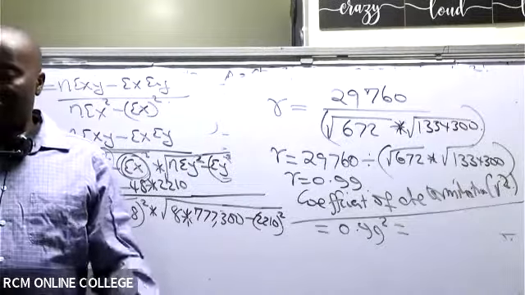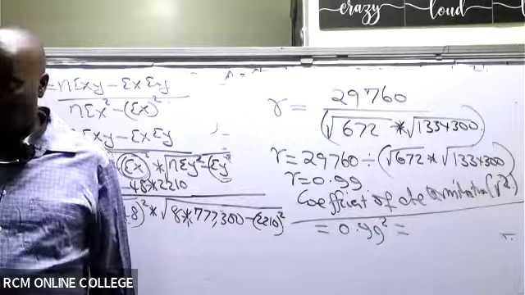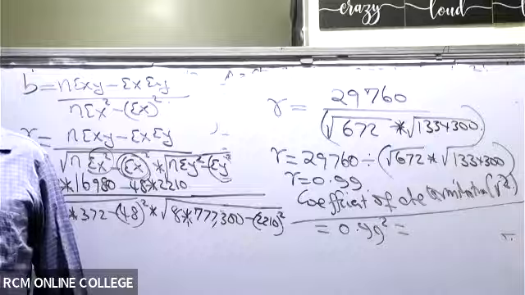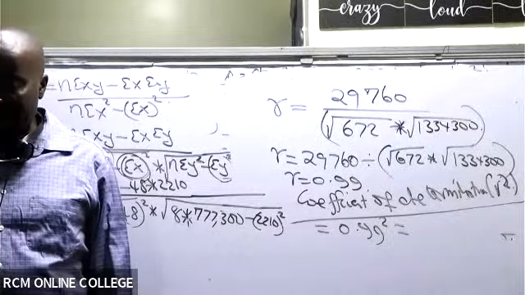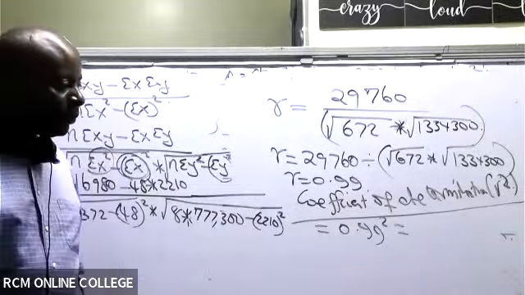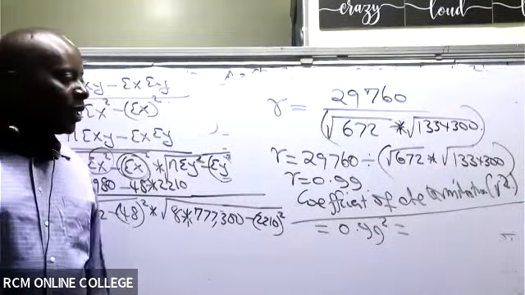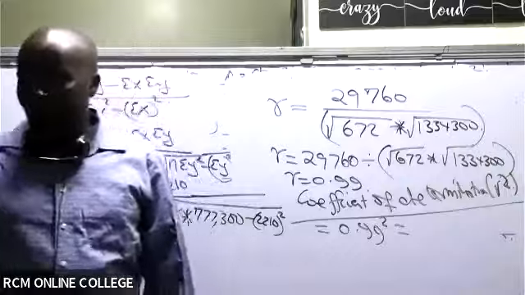I always prefer 4 decimal places, but even this one, because you're finishing, we're just good to go. So 0.99 squared will end up giving us 0.8 something, isn't it? Or 0.9 something. That is the coefficient of determination. You take R, you square.